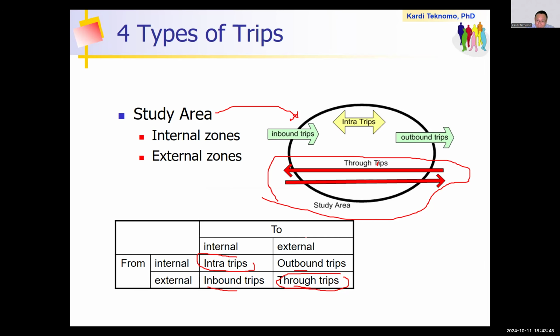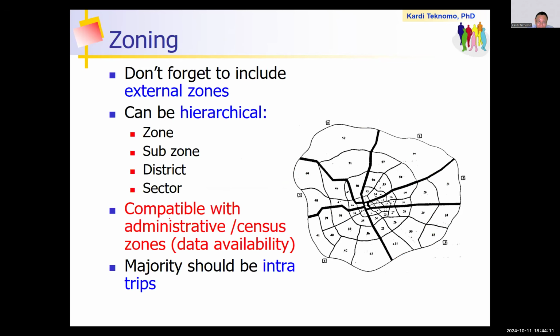Then, of course, inbound trips are important to check what is the time, and the same with outbound trips. Intra trips, which are inside the study area, inside the one city, practically come from the population of that city. Now in the zoning, don't forget to include the external zone outside of the study area as one zone.